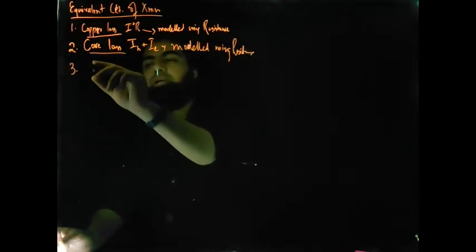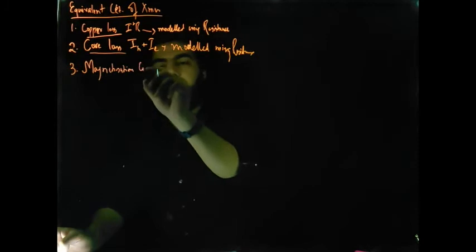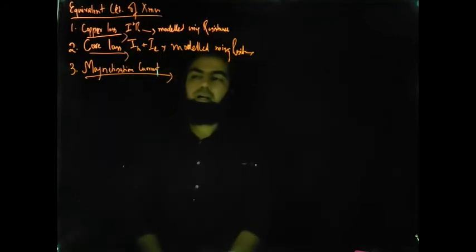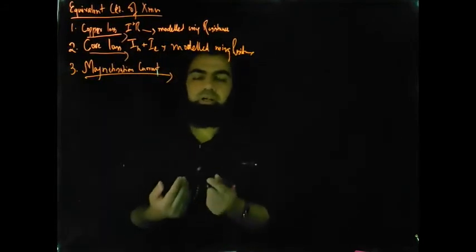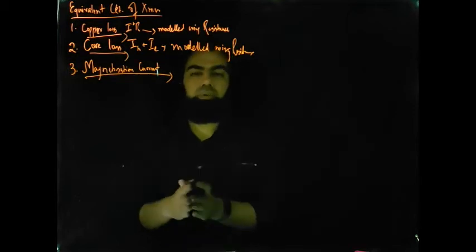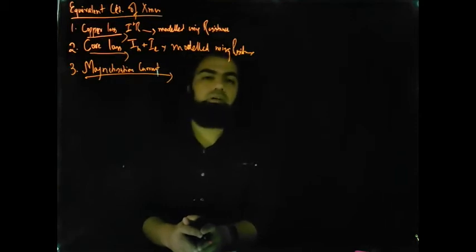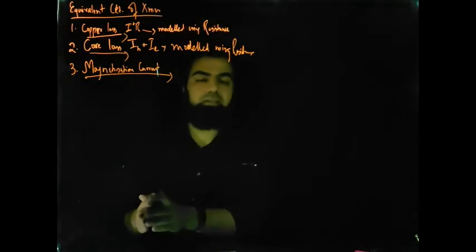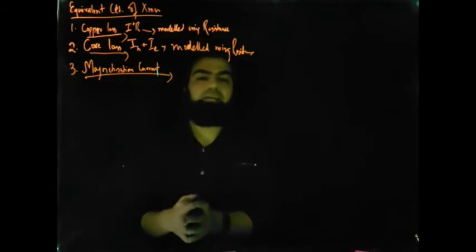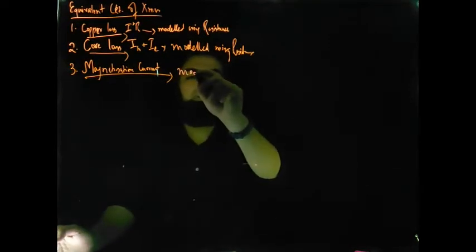Thirdly, you have to take into account the magnetization current. We just saw the profile of IM, and we saw that IM is responsible for generation of flux in the system, but it also lags the applied voltage by 90 degrees. If something lags behind the applied voltage by 90 degrees, it has to be modeled using an inductance.